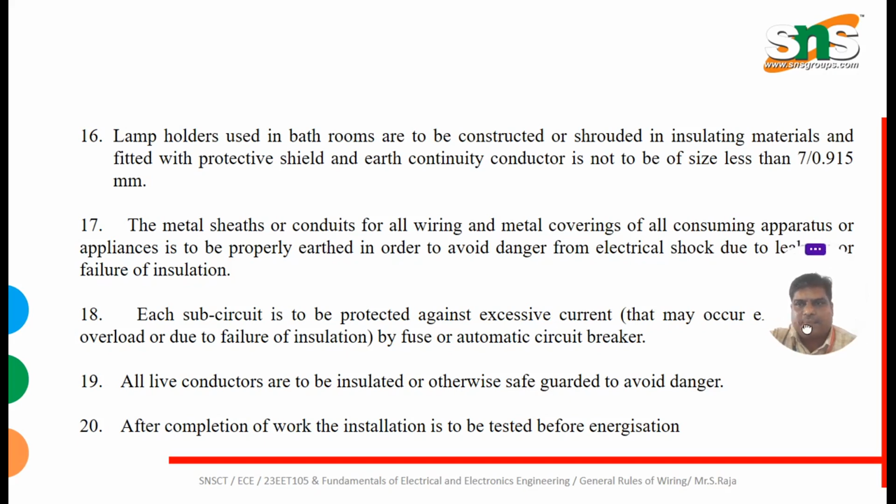Lamp holders used in bathrooms are to be constructed of or shrouded in insulation material and fitted with a protective shield, and the earth continuity conductor is not to be of size less than 7 by 0.915 millimeter. The metal sheaths or conduits for all wiring, and metal coverings of all consuming apparatus or appliances, are to be properly earthed in order to avoid danger from electrical shock due to leakage or failure of insulation.